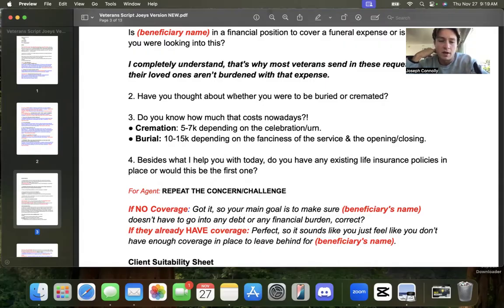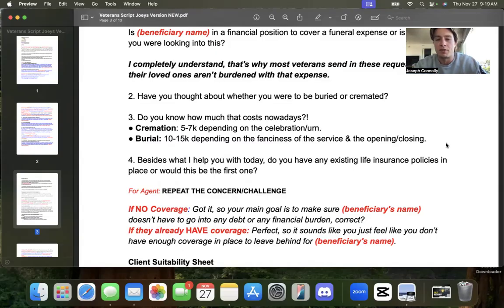Oh, 5 years ago. Yeah, so nowadays it's typically anywhere from, at the very, very low end, 8 to 10,000. On the high end, it can be 15 to 20. It just really depends on the overall fanciness of the service, the opening or the closing, the type of casket, and the level of celebration that the family goes with. And besides what I help you with today, sir, do you have any existing life insurance policies already in place, or would this be the first one here? Okay. Understood, sir. No coverage at the moment. We'll make sure we get you taken care of.